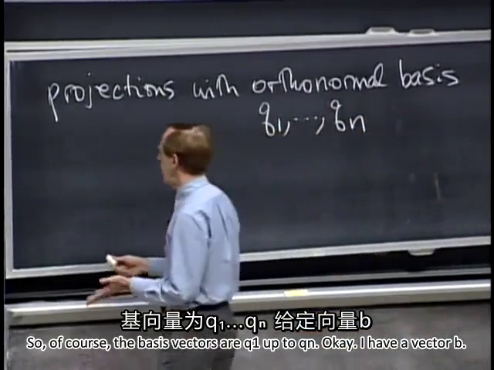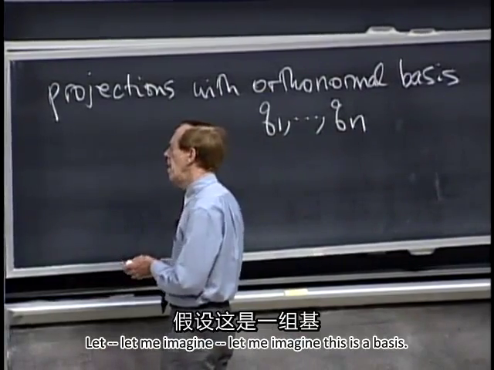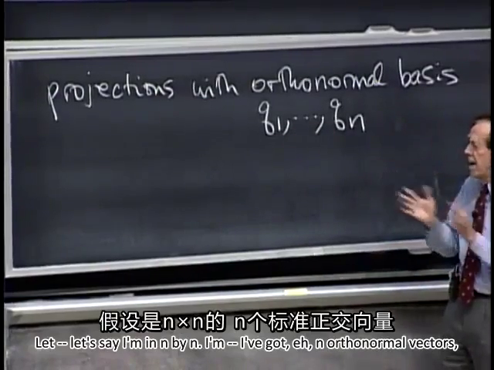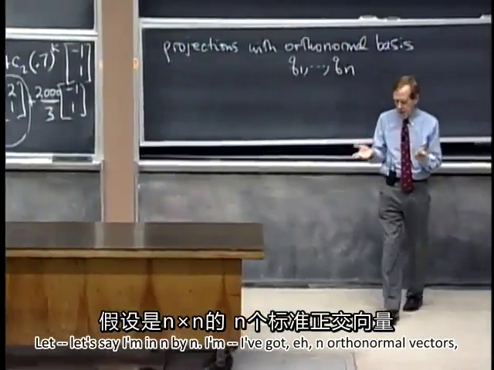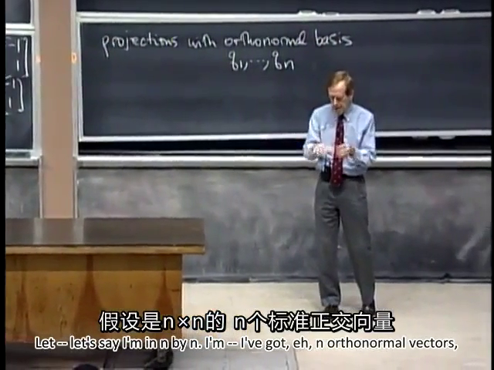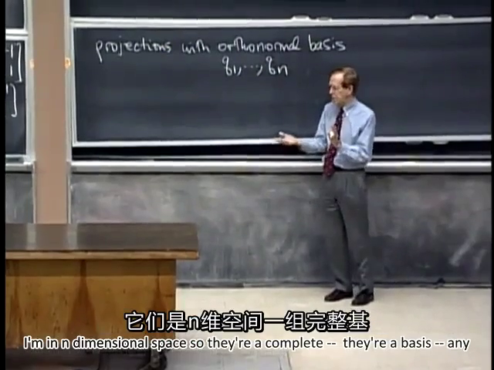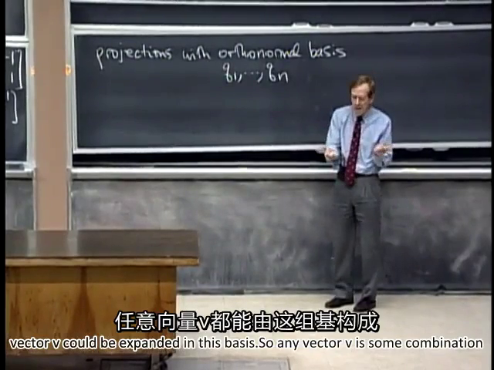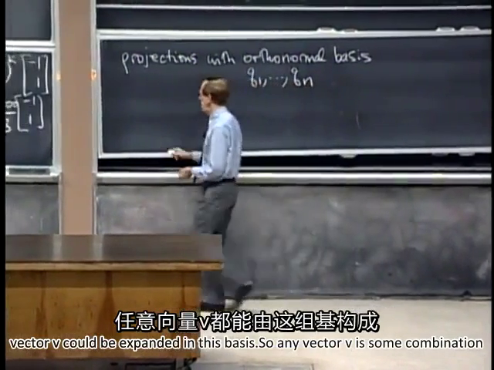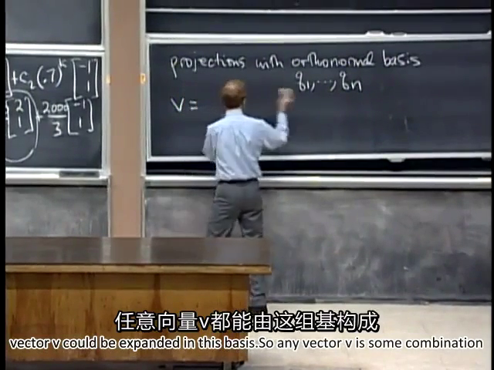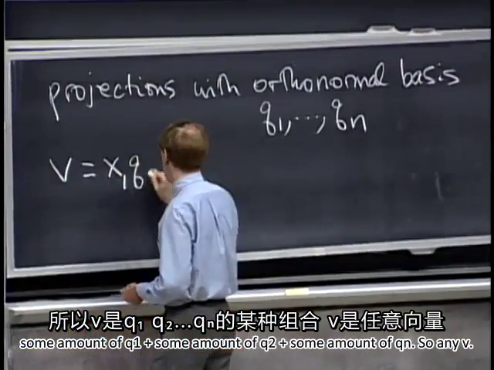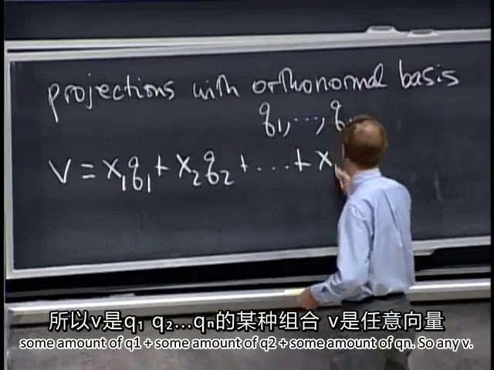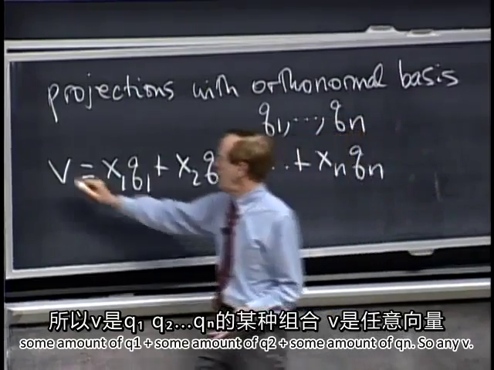Okay. I have a vector b. Let me imagine this is a basis. Let's say I'm in n by n. I've got n orthonormal vectors. I'm in n-dimensional space, so they're a basis. Any vector v could be expanded in this basis. So any vector v is some combination, some amount of q1 plus some amount of q2 plus some amount of qn. So any v.